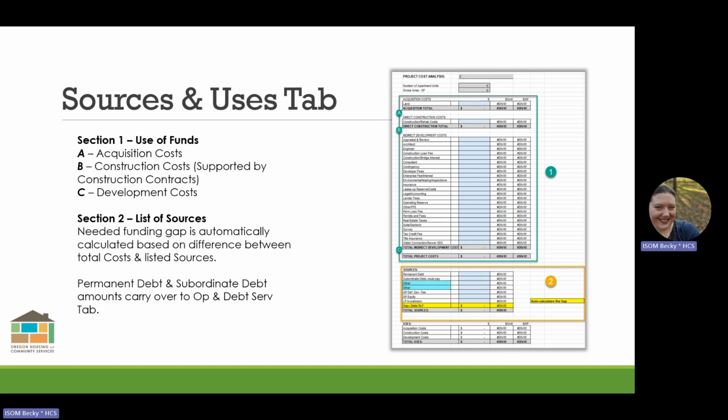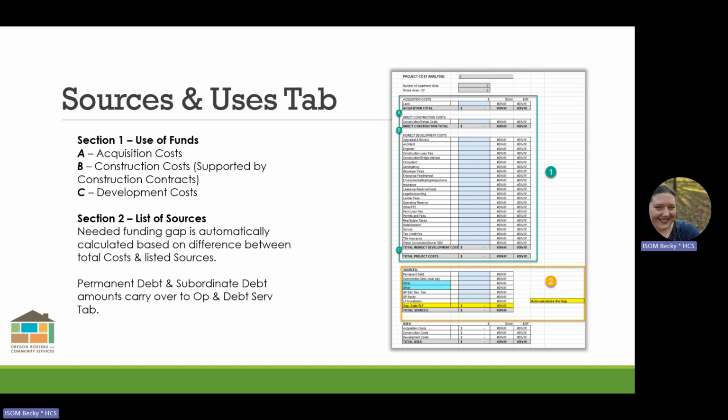The Sources and Uses tab has two sections. Section 1, the Uses of Funds section. It includes a single total for the acquisition of the land, a single total for the construction or rehab costs, and a breakdown of the development costs.